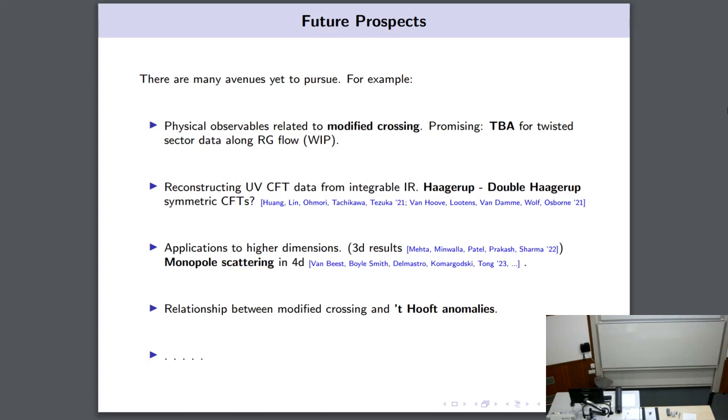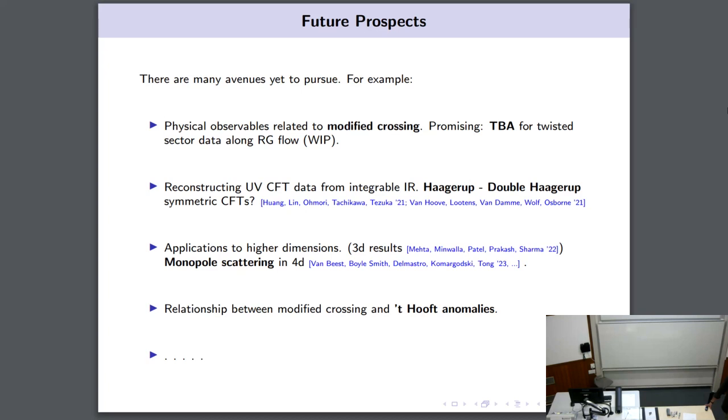Sorry, I have a naive question. Do you have an intuition for why this modified crossing could be related to 't Hooft anomalies or not? Yeah. The point is that when you have 't Hooft anomalies and you flow to the infrared gapped theory, then you always have spontaneous symmetry breaking. So then you can have distinct vacua, and you can have these factors in front.